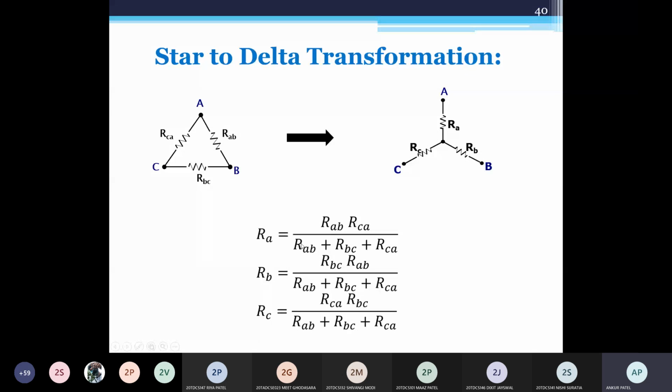In star to delta, what we are doing is finding RAB, RBC, RCA. So we write RAB as RA plus RB plus RA into RB divided by the third resistor. Same for RBC and RCA. Have you written these equations? Now we are moving to the example. You will understand this easily by seeing the examples.